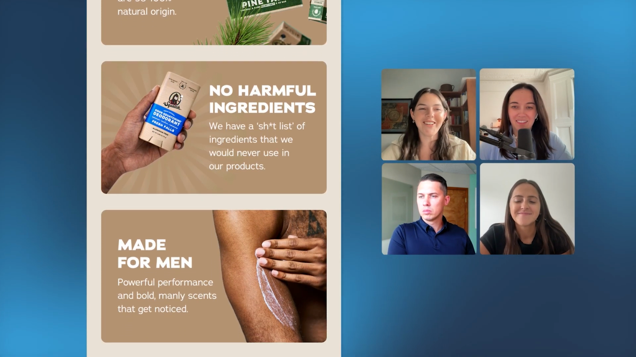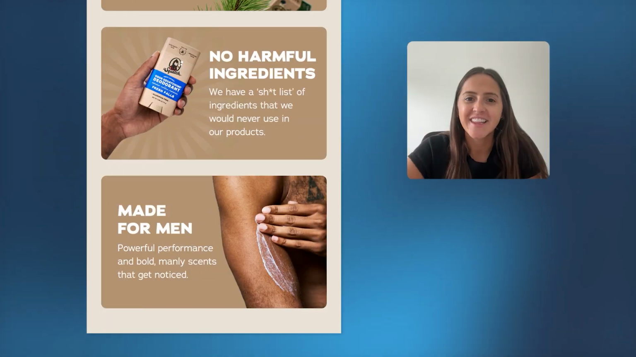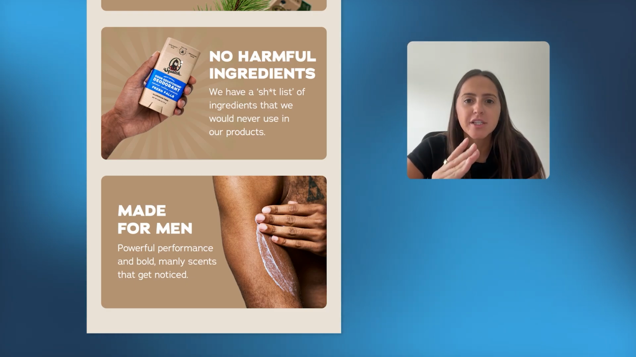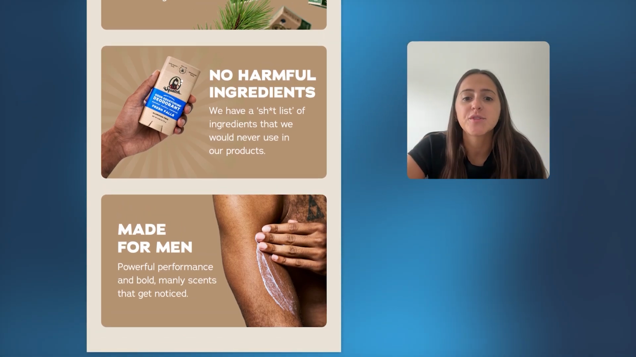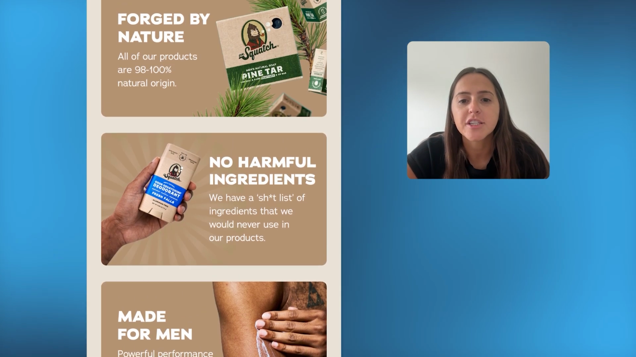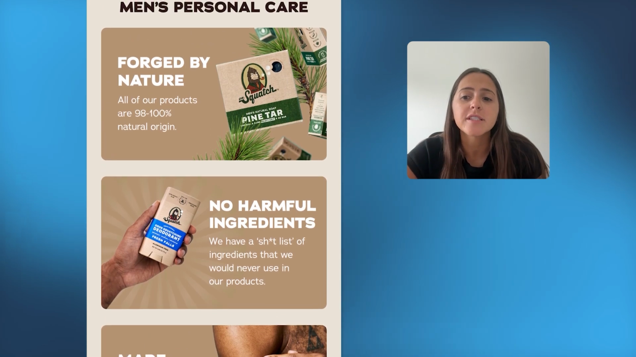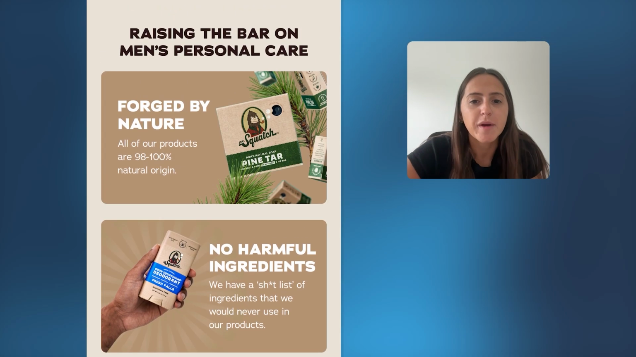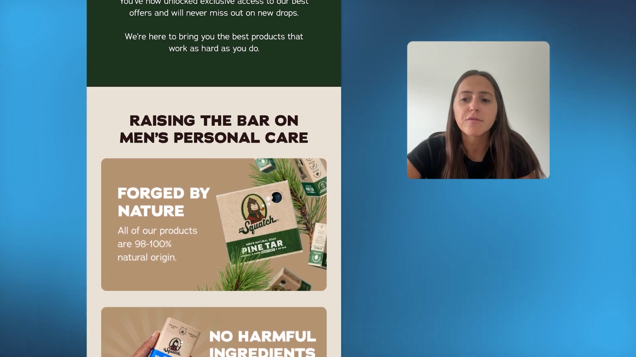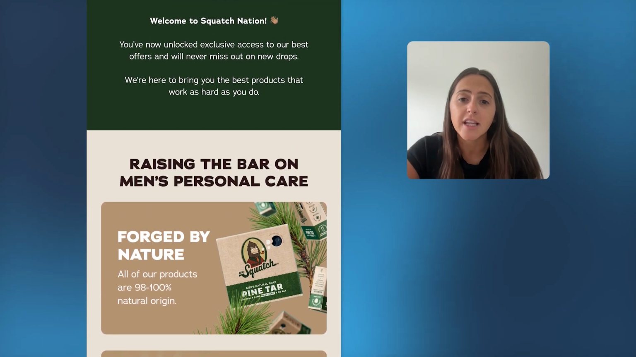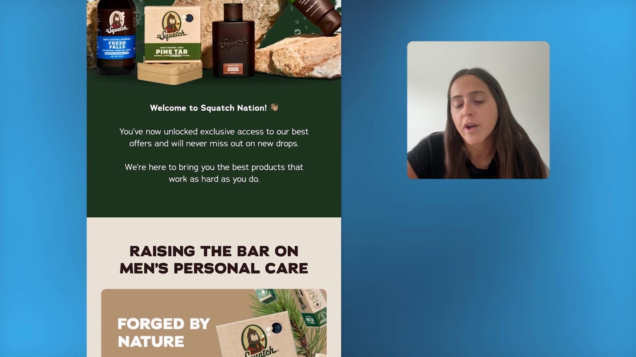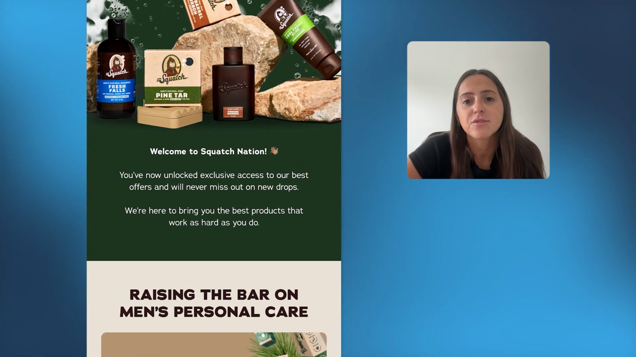Definitely having the headline big and bold is great. If you look away, you see Smell Legendary, you see the products, you see that CTA. And it still drives your eye down the page and makes you want to know more. Even if you're scanning, you get forged by nature, no harmful ingredients, made for men. That's what you really need to know. If a reader wants to dive in and read everything, that's great, but we still convey those big USPs right away. So I think it's really great.